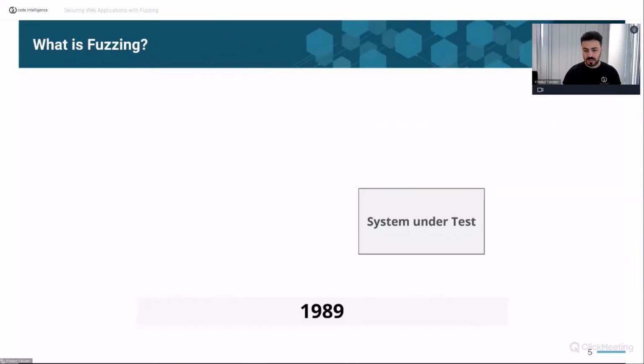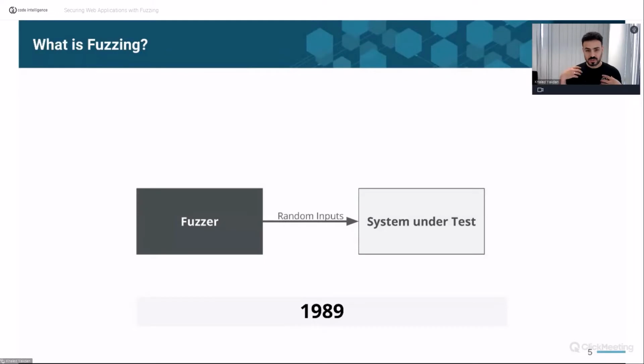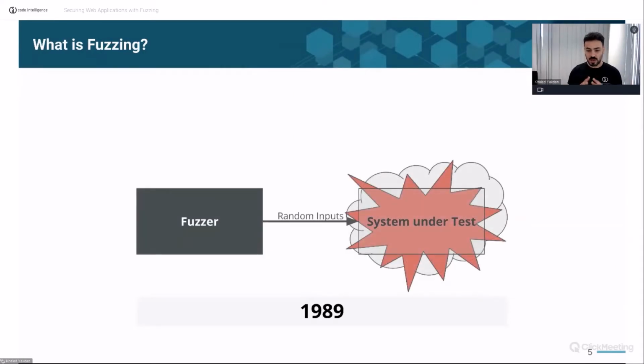The overall idea of fuzzing is actually pretty simple. I have an application, a software that I would like to test, and I have a fuzzer that just throws random inputs at the system, hoping that it can find an input that crashes the application. This is how fuzzing started over 30 years ago. Initially it found several vulnerabilities in the Unix utilities.